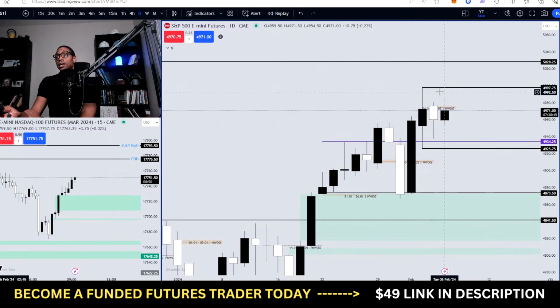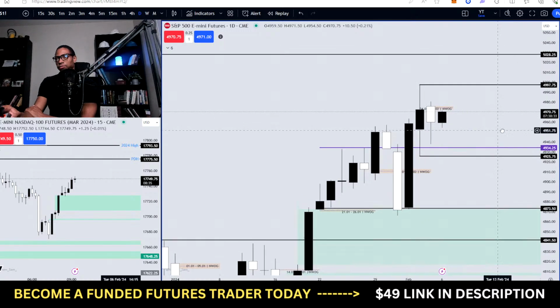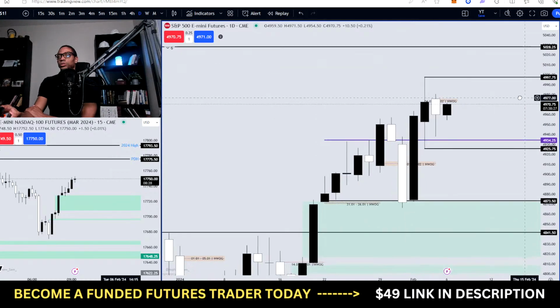So today, I would expect us to break out of this range, taking out the high from Friday, which subsequently also takes out the high from yesterday. But the high from Friday is what I think is our next target, and that's at 4997. And then from there, of course, we have the all-time high at 5028 and a quarter.